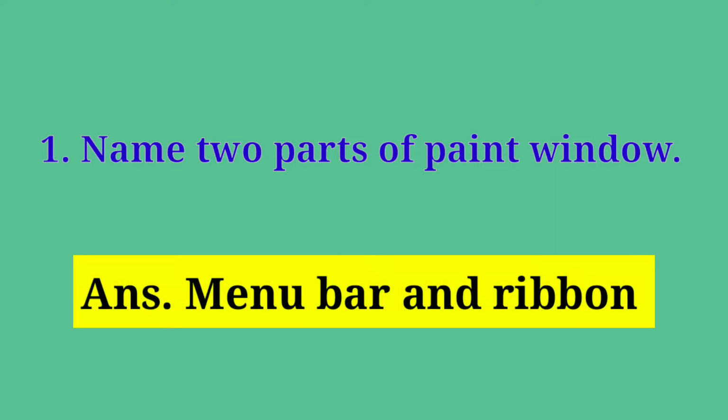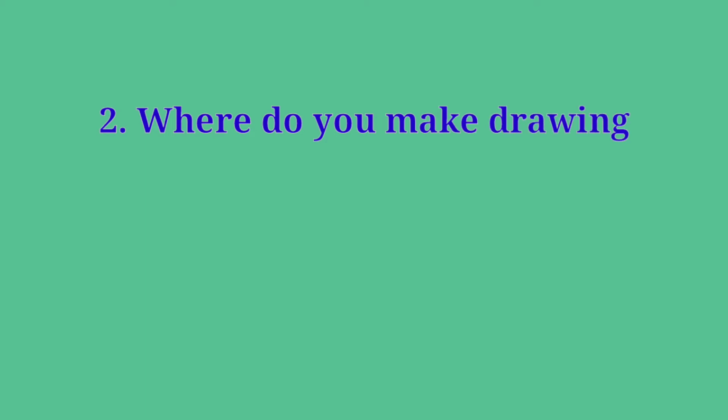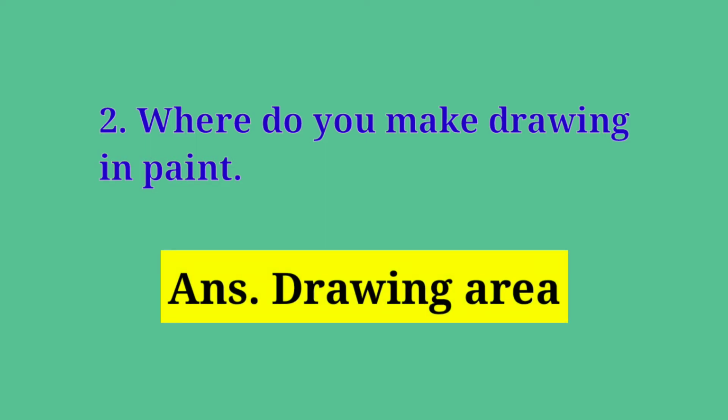Question number 1. Name two parts of Paint window. The two parts of Paint window are menu bar and ribbon. Question number 2. Where do you make drawing in Paint? We make drawing in Paint in drawing area.